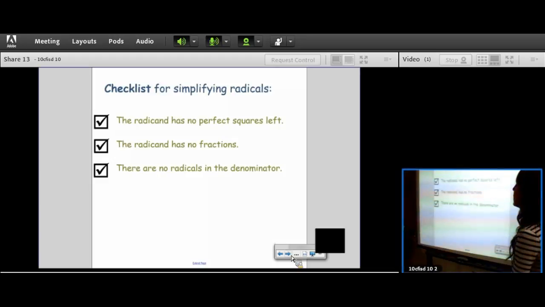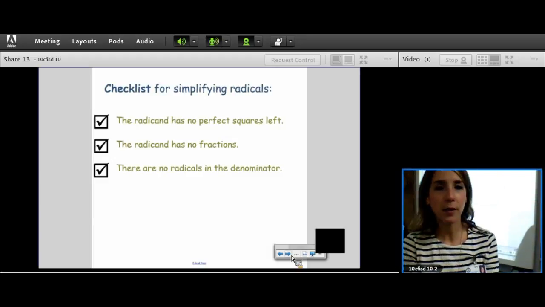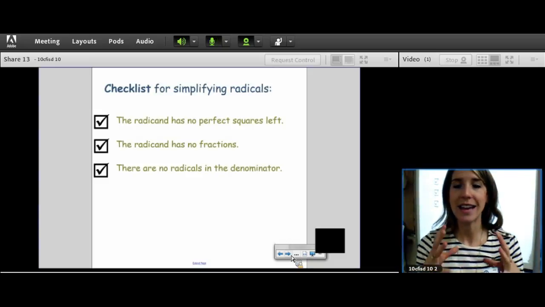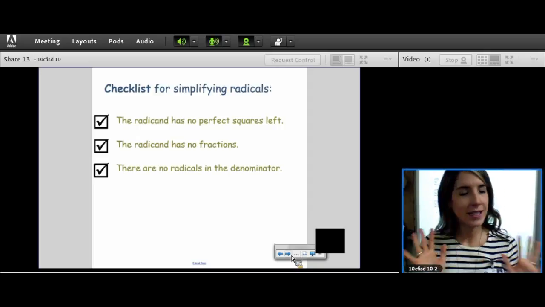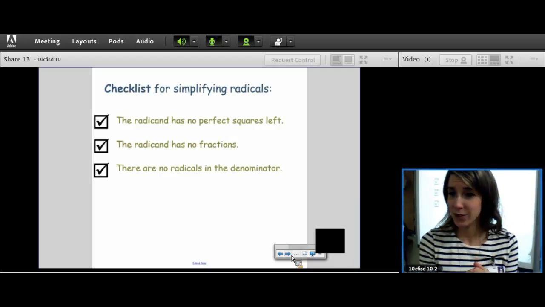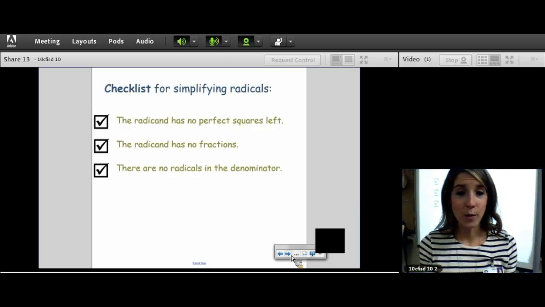The second thing is your radicand is never allowed to have fractions. So you have not simplified your answer if you have fractions in your square root. Lastly, for some reason someone decided it is just not proper to have radicals in the denominator. So you're not done if there's a radical in the denominator. How do you get rid of the radical in the denominator? That's what we're going to talk about next.